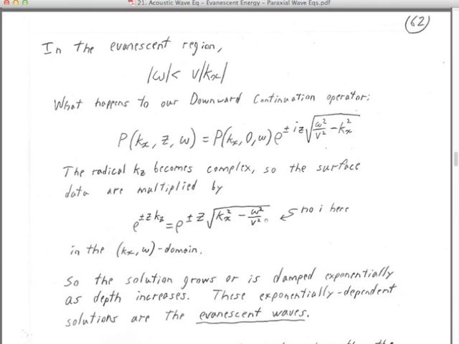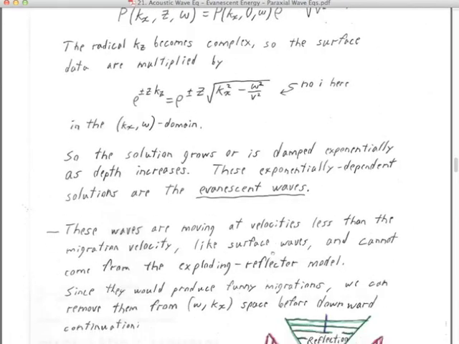The thing that's different here is that there's no i. This exponent is real. It's not imaginary, and so it's not an Euler exponential that creates sines and cosines. It's just a regular growing or damping exponential. And of course it's dependent on depth, so the solution grows unboundedly or is damped exponentially as depth increases. These exponentially dependent solutions are called evanescent waves. They don't correspond to any kind of wave propagation.